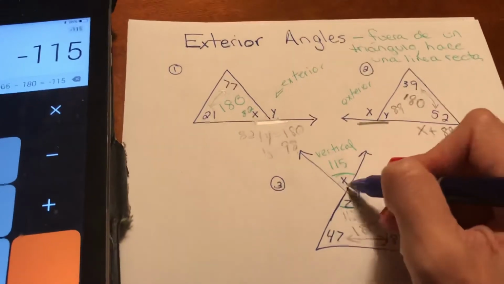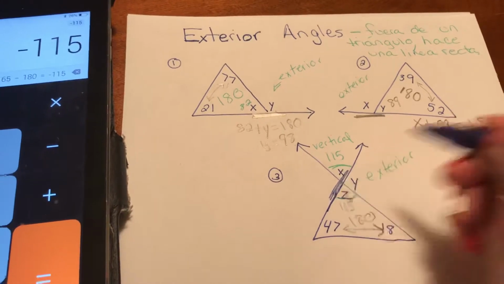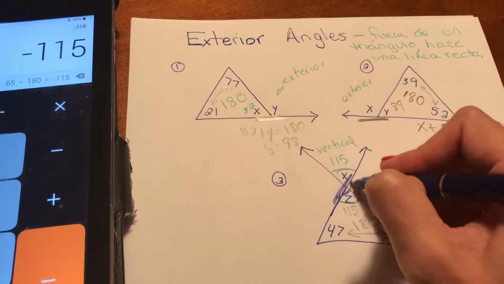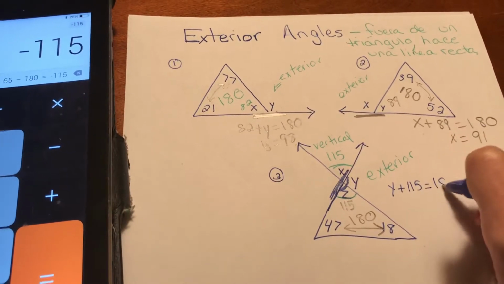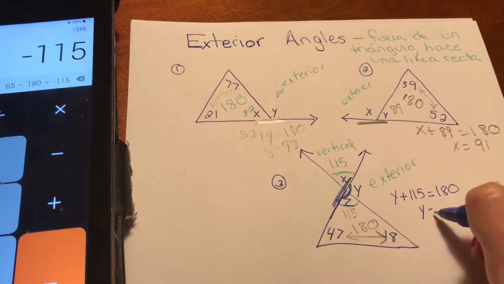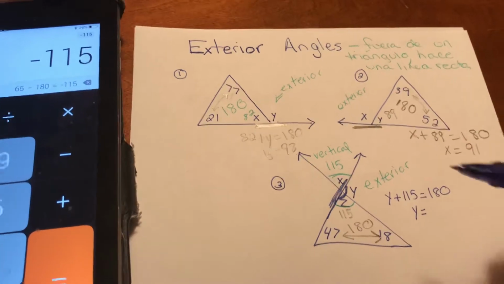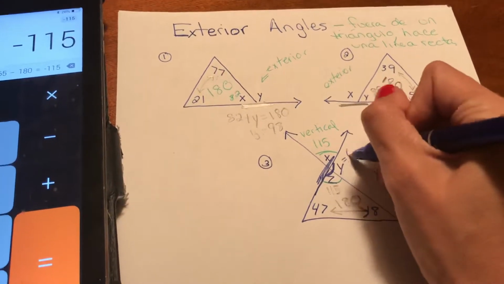And then to figure out y, here's your straight line. So y plus 115 has to equal 180. Subtract that, and you get 65 for y.